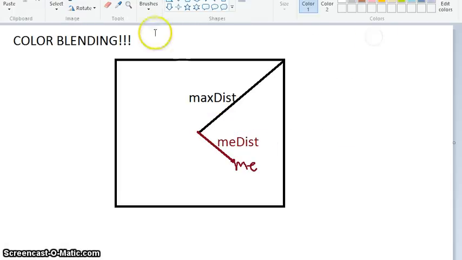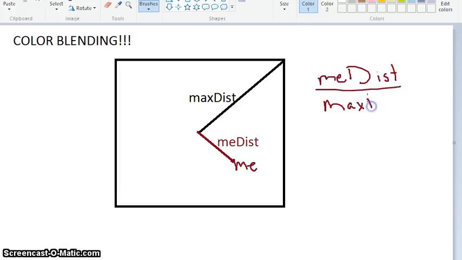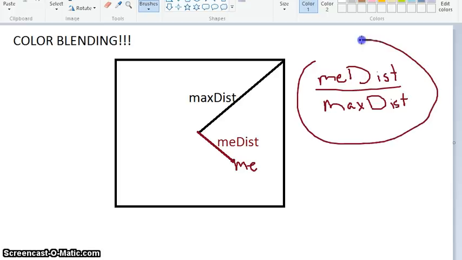That's your distance. So the ratio that you want to be talking about is basically my distance from the center over the maximum distance from the center. So there's your ratio. Now you have a ratio that you can multiply by one person's red, and the 1 minus that times the other person's red, etc.